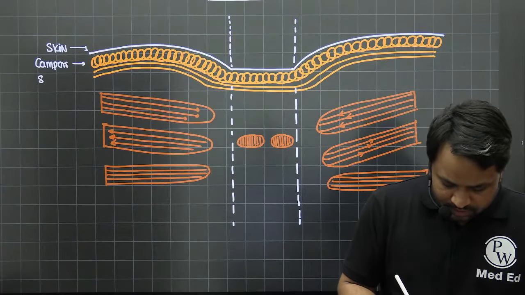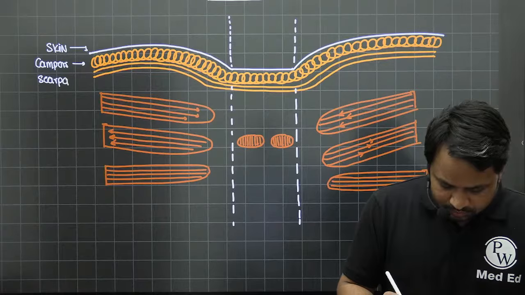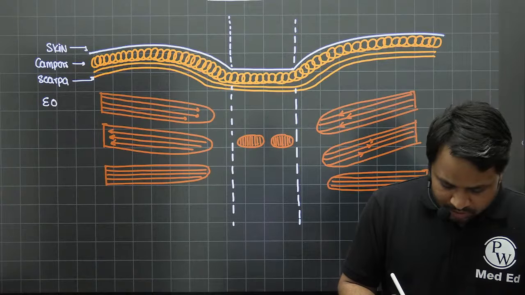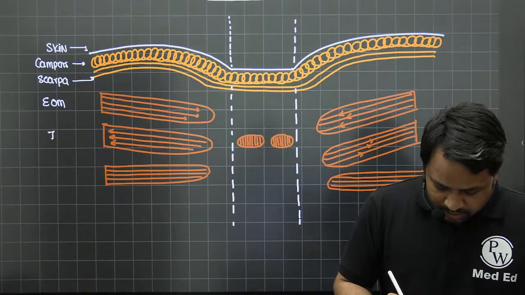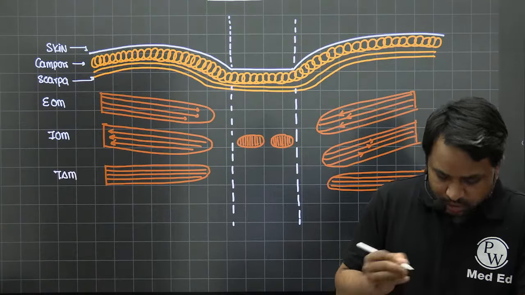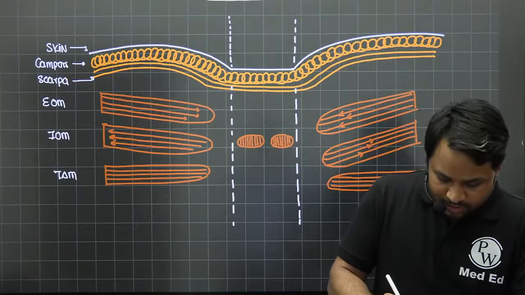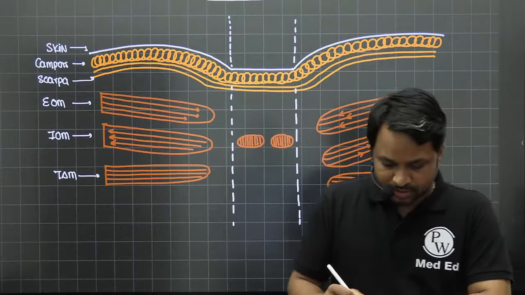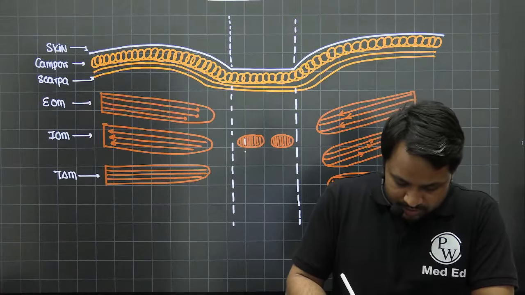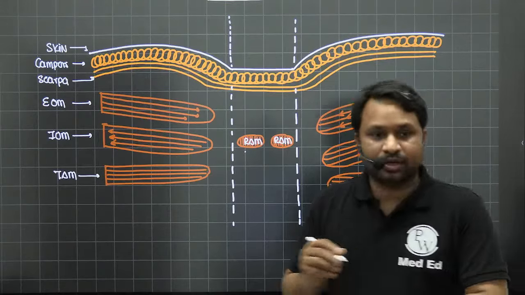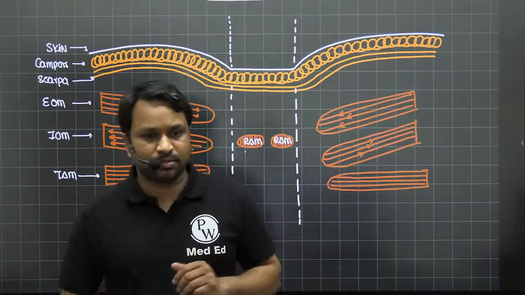Then you have the scarpa. This is your external oblique muscle. This is your internal oblique muscle. This happens to be your transverse abdominis muscle, right? So three muscles: the external oblique muscle, the internal oblique muscle, and the transverse abdominis muscle. This happens to be the rectus abdominis muscle. On either side, you have a pair, that is your rectus abdominis muscle.